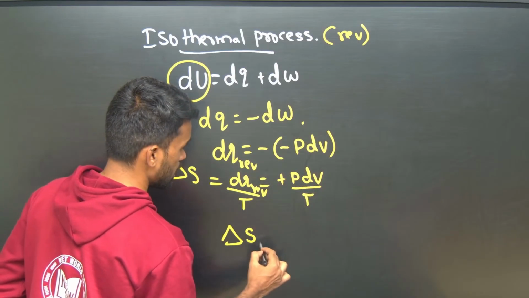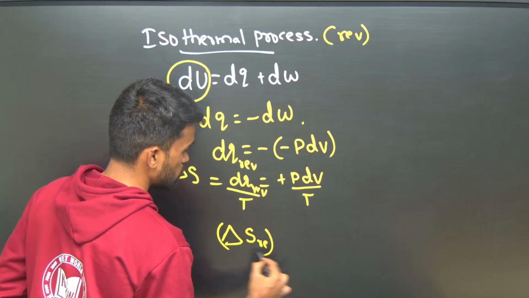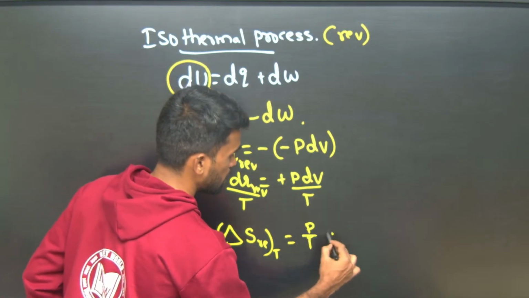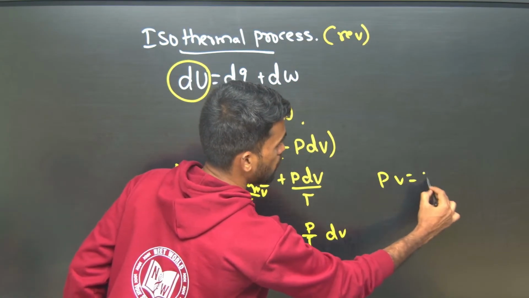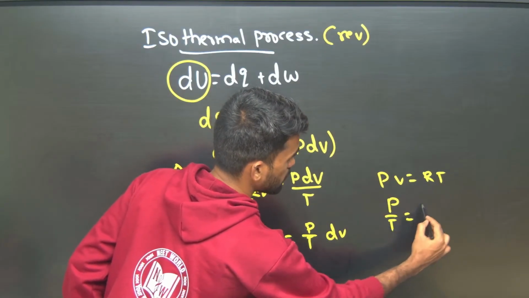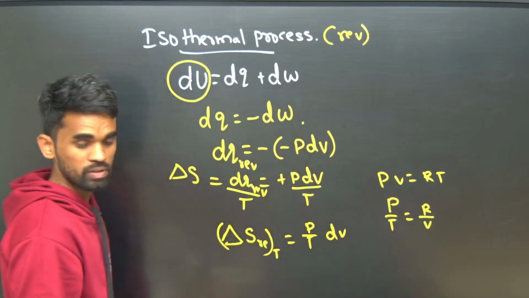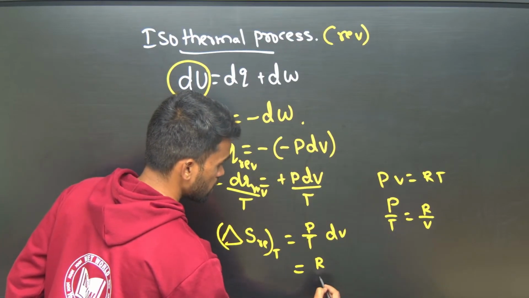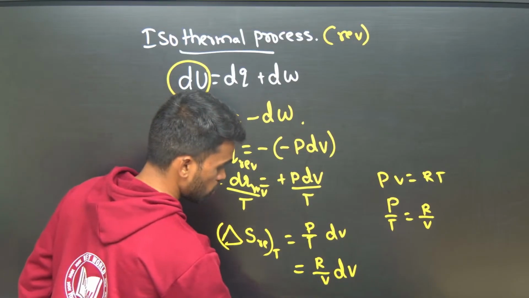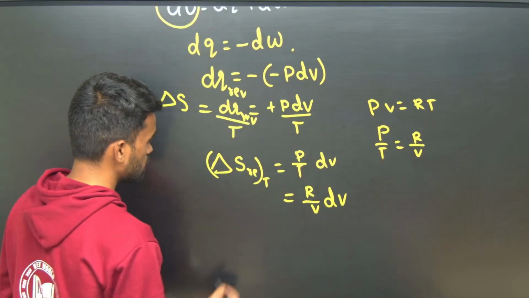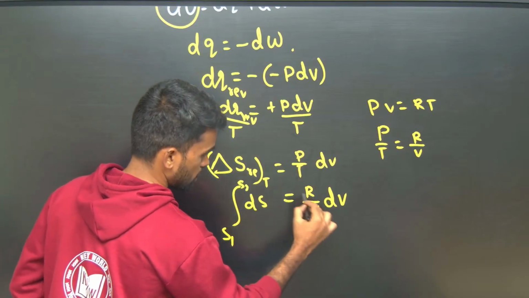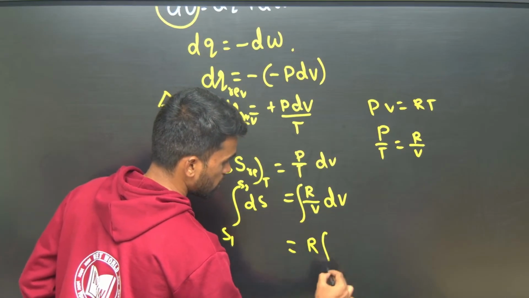So I can write delta S reversible for the isothermal process equals P by T dV. From PV equals RT, P by T is nothing but R by V. So here I can write R by V dV. Integrate this equation from S1 to S2 of ds. Upon integration, what will we get? R times the integral of 1 by V dV.